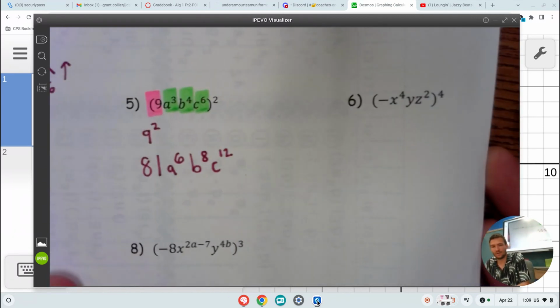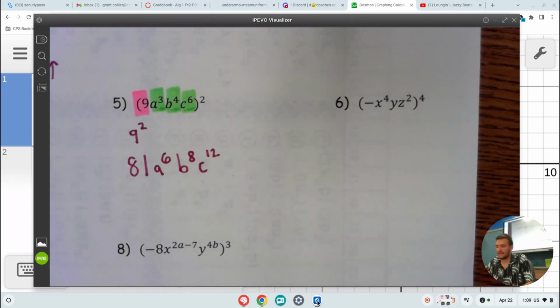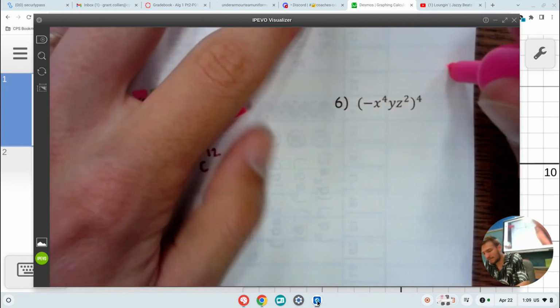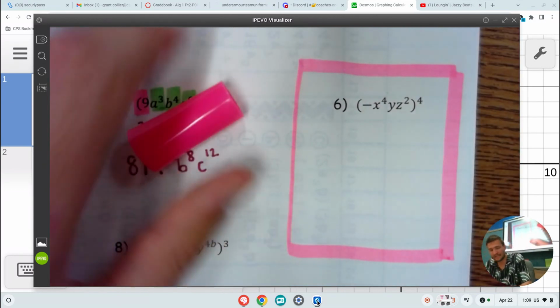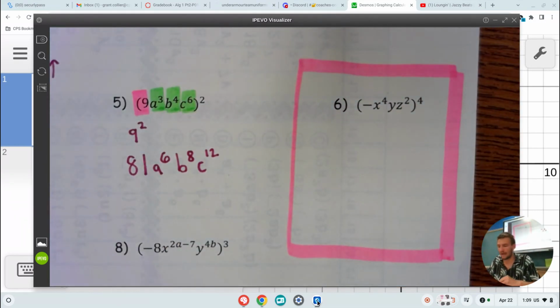Okay, now there's 3 questions left. The bottom 2, I'm not really worried about, but this one is very important. Okay, number 6 is definitely worth your time.